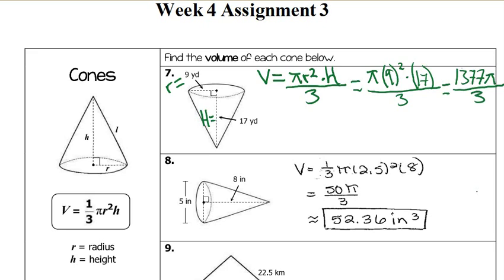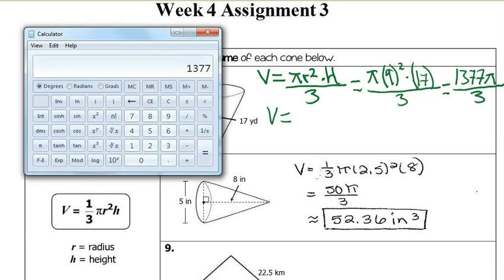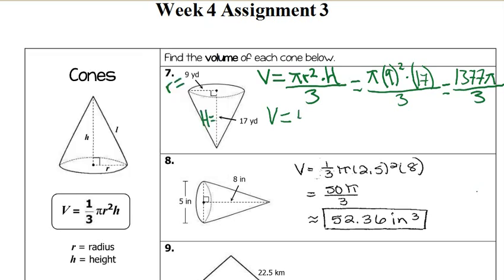Now, 1377 divided by 3. So again, I'm going to do that pi at the end. And write my units as well. So I have 1377 divided by 3. It's going to be 459. Now, if I wanted to leave it in terms of pi, then you would be done. But we want to eat the pie, so now we're going to multiply it.